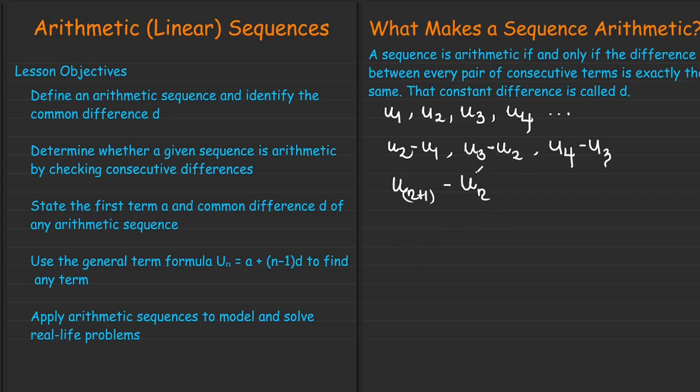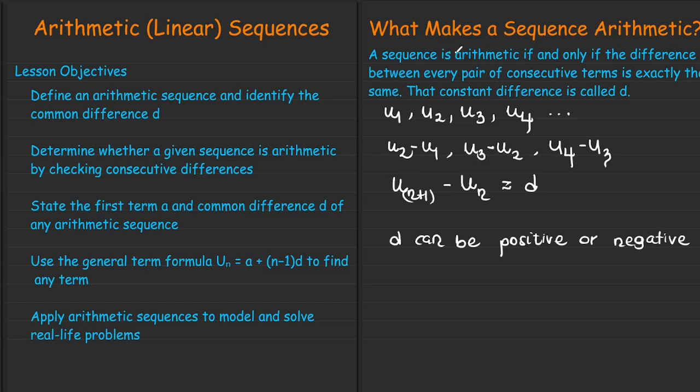The D we want here, we obtain by subtracting the previous term from the next, that is U(n+1) minus Un. The D can be positive. If D is positive, then it simply means your sequence is going up. Now, if D is negative on the other hand, then it simply means your sequence is coming down. Then finally, if your D is 0, then it simply means the sequence is just a constant.